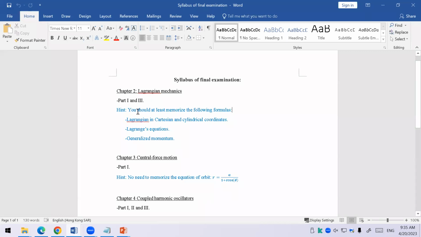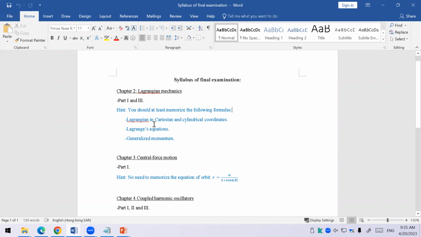Some hints for you here: what formulas or equations you need to at least memorize. Lagrangian in Cartesian and cylindrical coordinates, Lagrange equations and generalized momentum. At least memorize these.